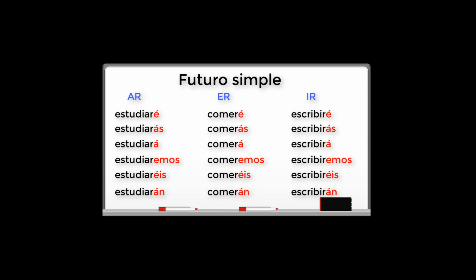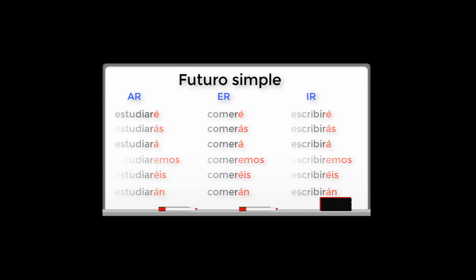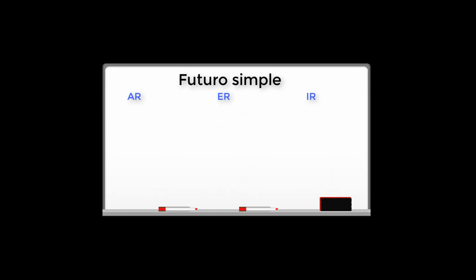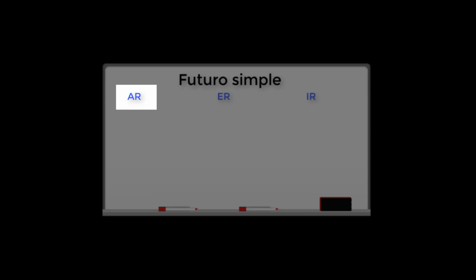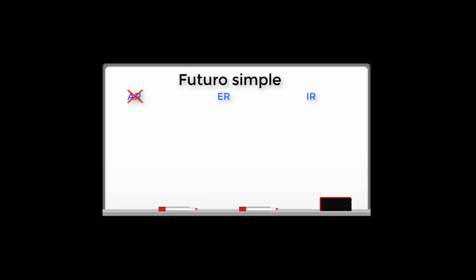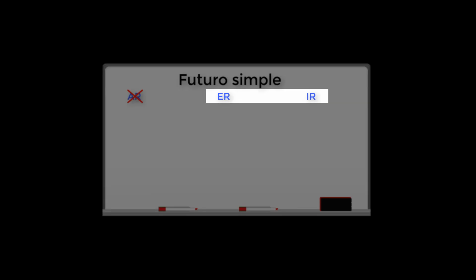Let's now take a look at irregulares. Another good thing in futuro imperfecto is that verbs that terminate with ar don't have any irregulars. So all verbs that terminate with ar are regular. So we will focus on the verbs that finish with er and ir and their irregulares.